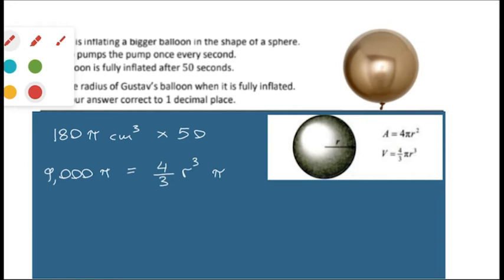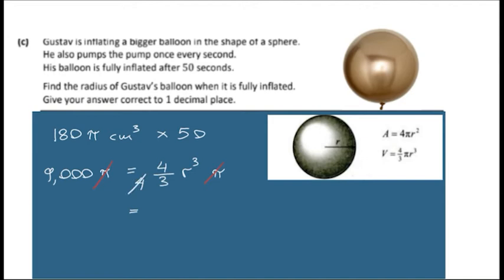Just cancel them off. Alright, so what will we do here now with the algebra? Well, you see we have a 4 above here, so that means we can divide across by 4. We go 4 over 4 on that side, and we can cancel it, and we get 9,000 over 4 over here. And what about the 3? Well, if we multiply across, then we're going to get the 3. So 3 by 9,000 is 27,000 divided by 4, and that's equal to r cubed.